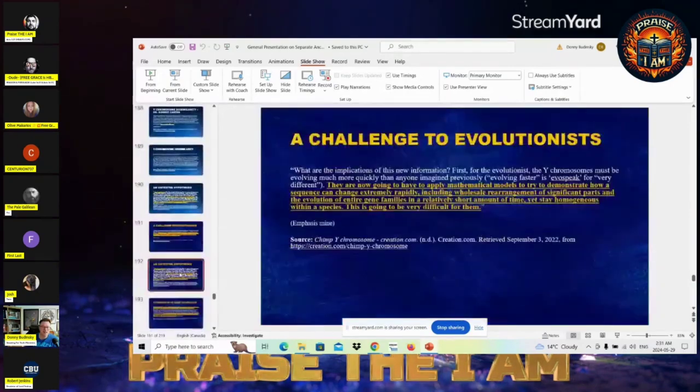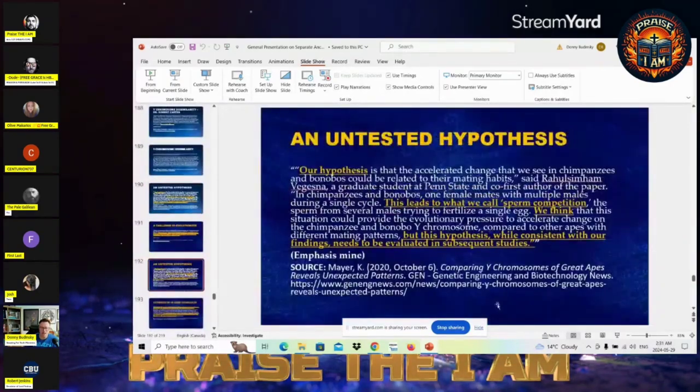2010, Fro. And look at this. 2020, my good man. They still admit that these hypotheses need to be evaluated in subsequent studies. That's 10 years plus another 4. That's 14 years. They still don't have a good answer.